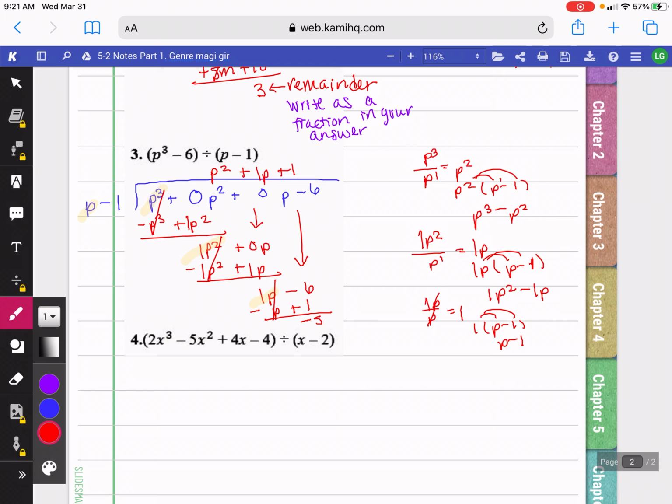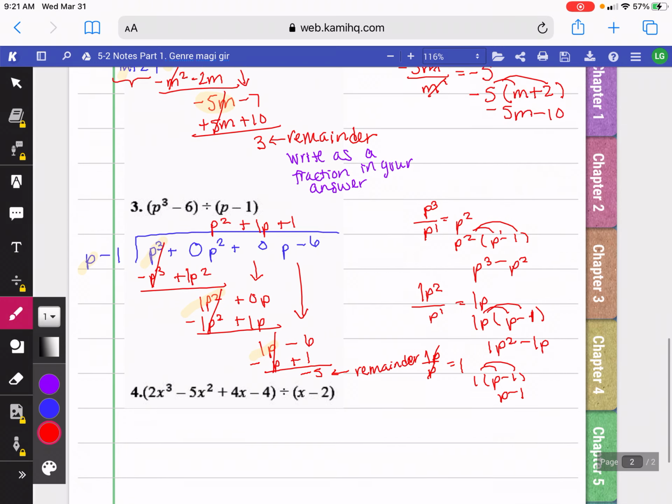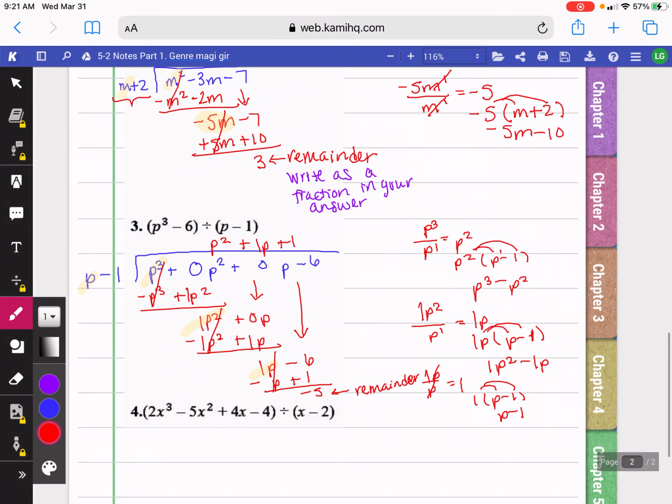So my remainder for this problem is going to be a negative 5 because there's nothing else to bring down. Remember, you want to write your remainder in your answer. So when I write my answer, I have the p squared plus p plus 1. But I need to put that negative 5, so I'm going to put a minus. Your remainder is always written as a fraction. So I'm going to put that 5 on top, and then that p minus 1 that we were dividing by in the original problem is going to be my denominator.